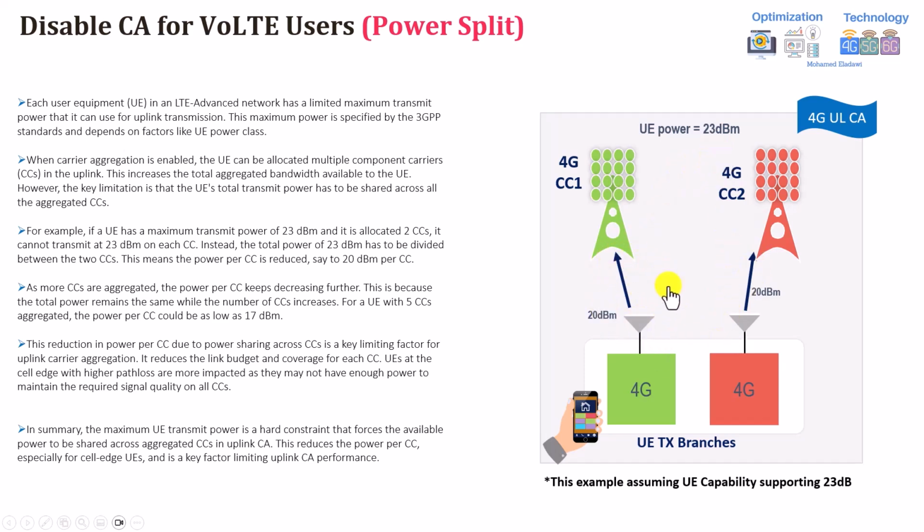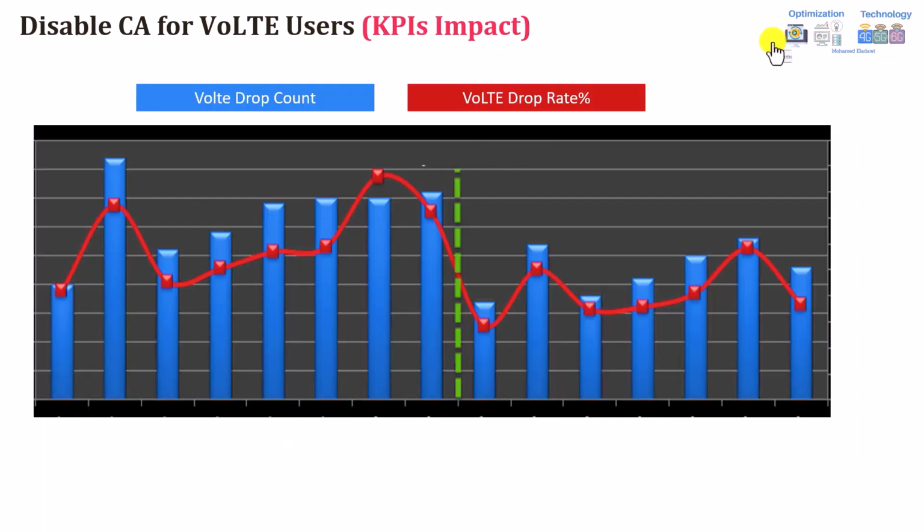This actually reflects into less power for this particular user. Even though the max is 23, because the power is split, he loses around 3 dB. And with 3 carriers, this will reduce even more, and for 4 carriers it will be reduced even further. But this is mainly for uplink, and even if uplink carrier aggregation is enabled in the network, the maximum supported by the users is usually 2, and I think it's rarely used in general. But this is just the theoretical background.